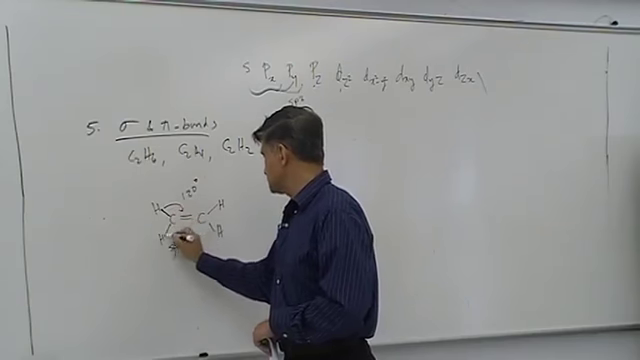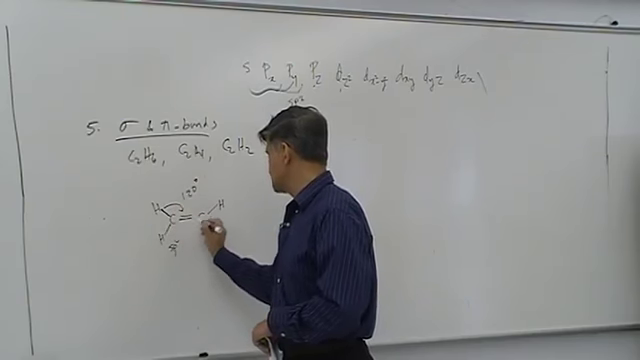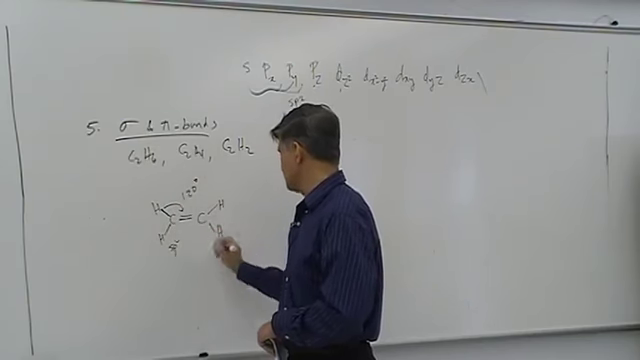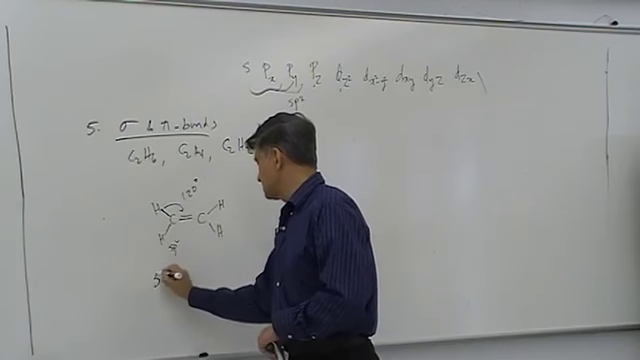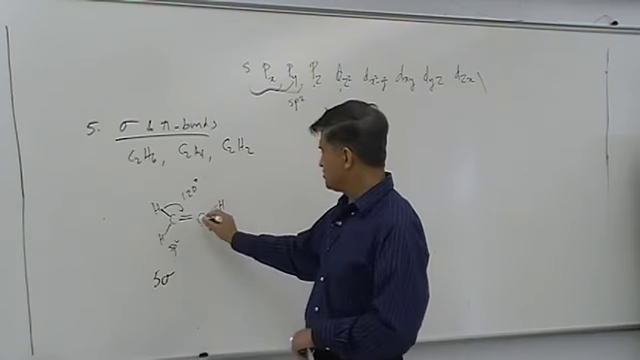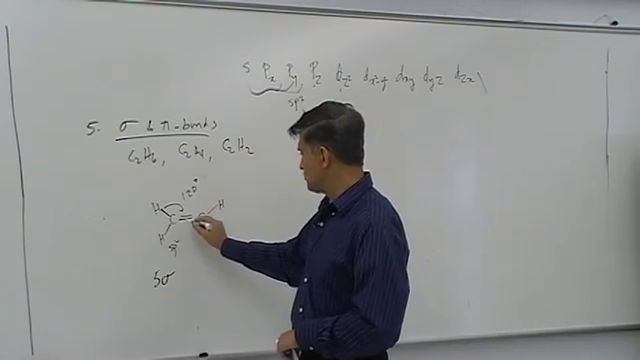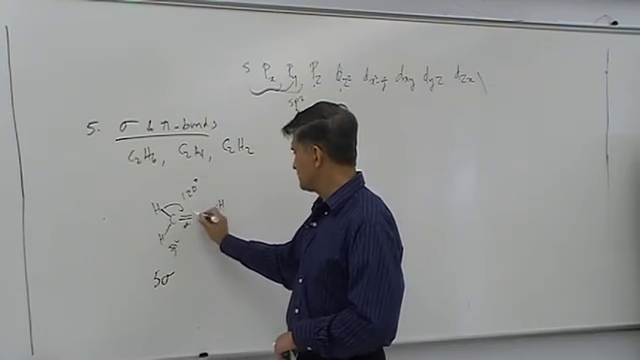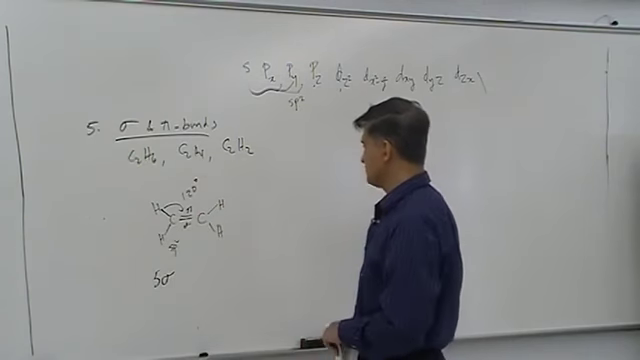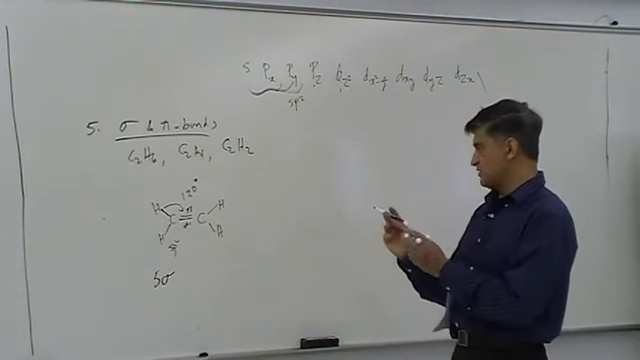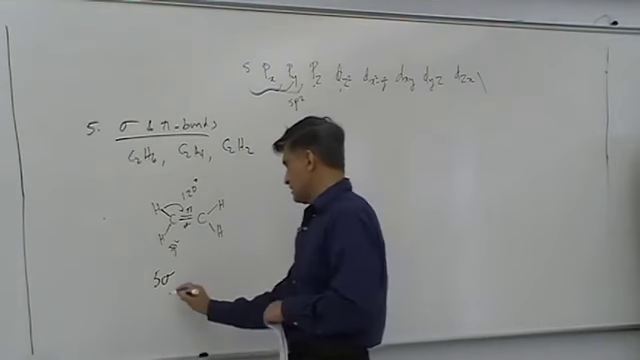So how many sigma bonds? 1, 2, and one of these 2 bonds, 3, 4, 5. So 5 sigma, and between these double bonds, one is a sigma, the other one is pi, which is formed by lateral overlap. So 5 sigma and 1 pi.